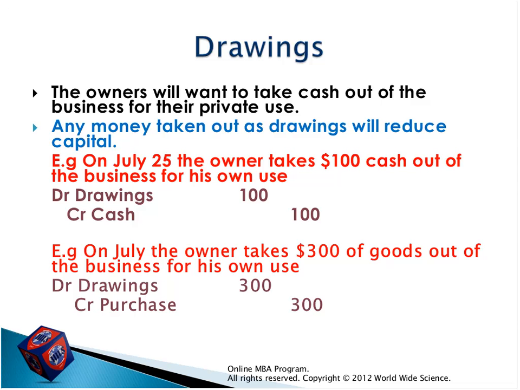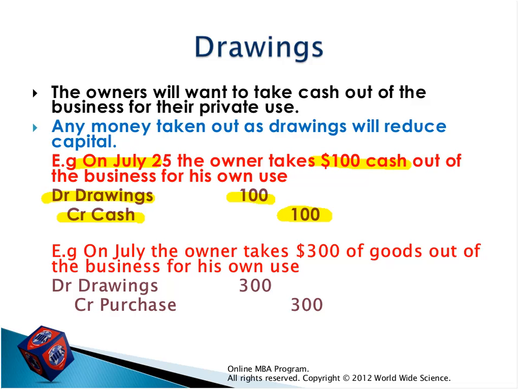For example, on July 25th, the owner takes 100 USD cash out of the business for his own use. This is a simple example. So first, our cash has decreased, right, by 100 USD. So we show that the cash has decreased by 100 USD. The owner took money, and we show the drawings. It has increased by 100 USD.